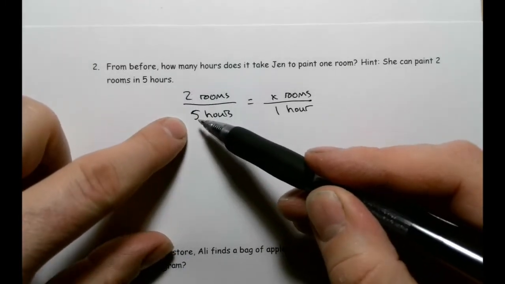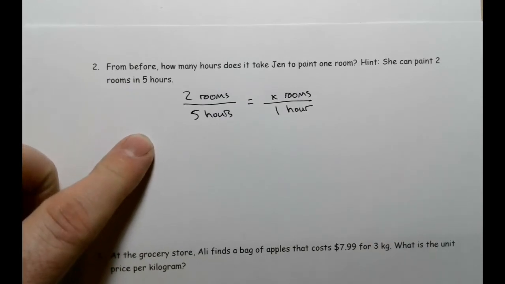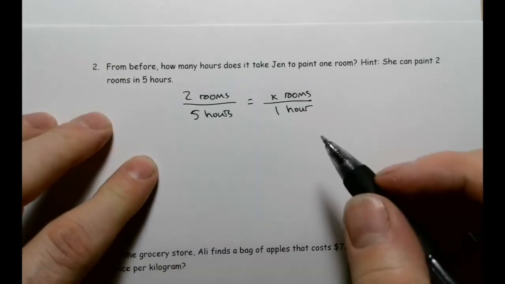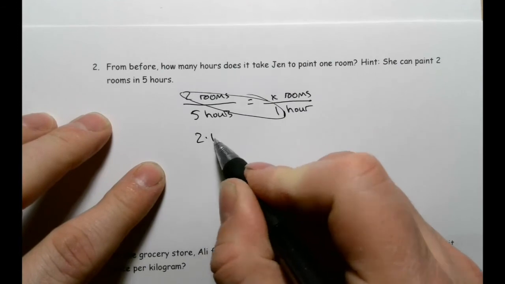It's easy to do when there's a common factor there. I can just cancel that denominator out and away we go. Here, maybe not so much. So I want to cross multiply: 2 times 1, and it's going to be 5 times x. So 2 is equal to 5x.